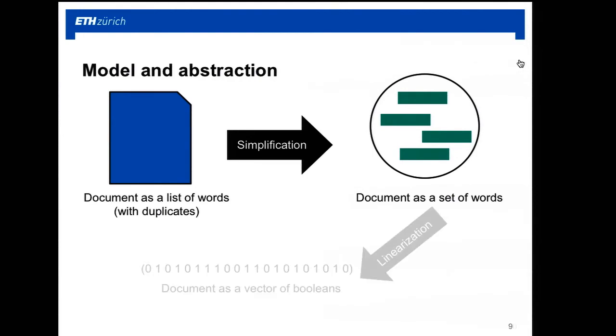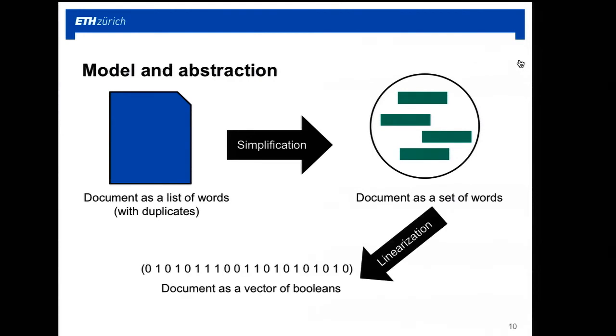So then we simplified further the documents as vectors of Booleans, meaning that here we have terms, we have the entire list of terms that appear in the collection, and we have this vector.